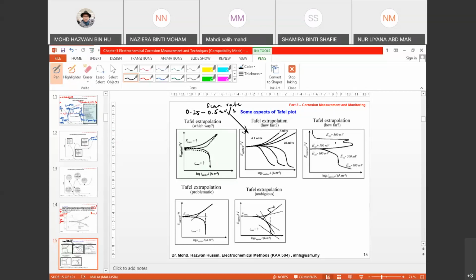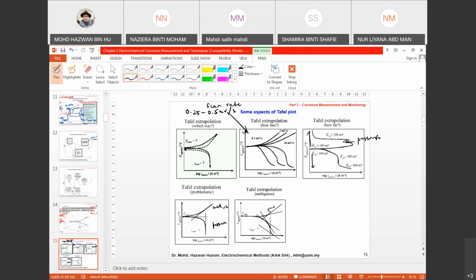How far? This is in the case where you want to perform anodic or cathodic polarization, with a specific reason, probably because you want to see at which potential your material will experience passive and then pitting and whatnot. Problematic issues like this one is a combination of active and passive.